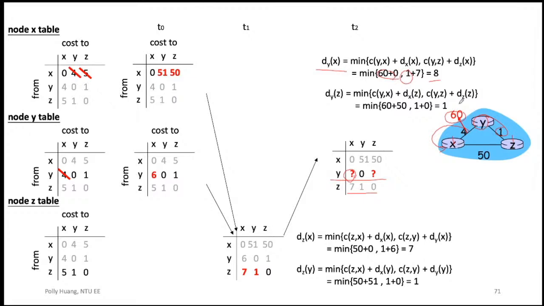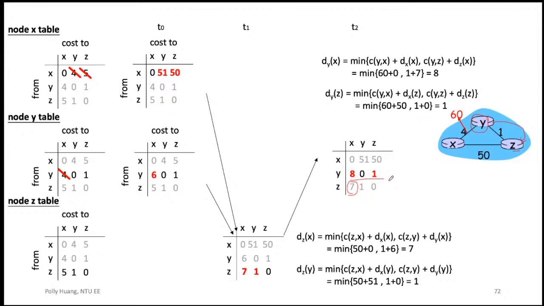dxx, 0. dzx, look up the table: z's x, 7. So we get 8. What does that mean? Although we update the table for y so that it's 8, 0, 1, y here actually believes firmly z is the best neighbor to forward the packet because z knows a way which takes only 7 dollars to go to x.